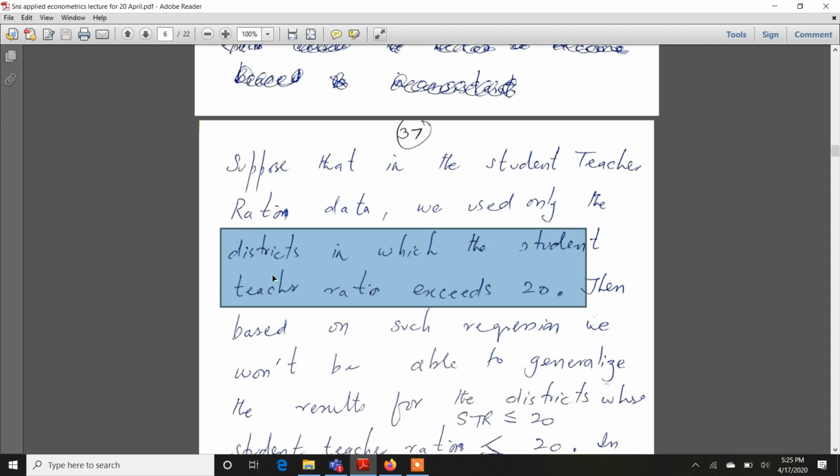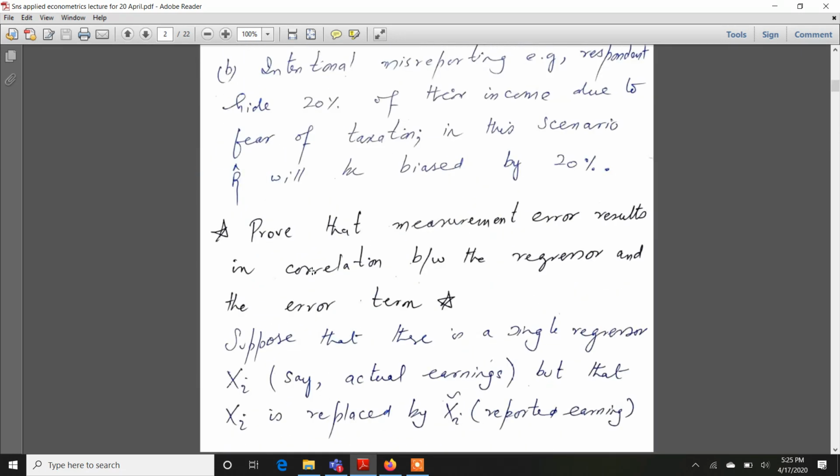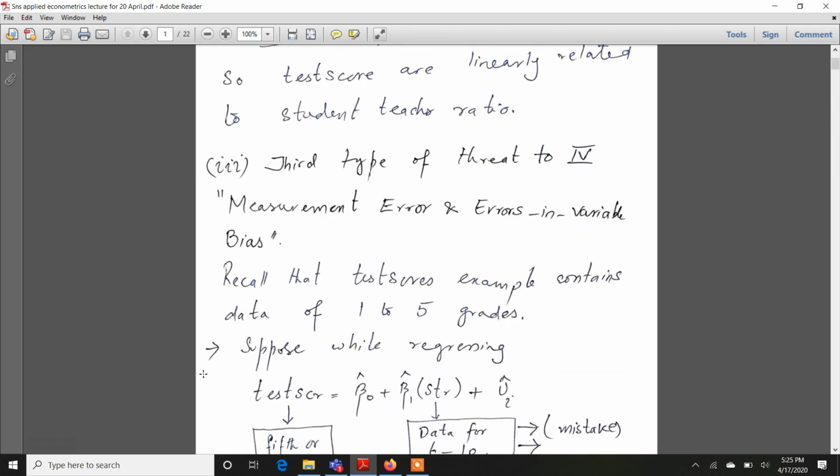So now what will happen? My results will be generalizable only to those cases where this condition is met. What am I saying? If I apply this filter and I get some values of beta naught and beta 1, let me go to the previous slide for a moment, for example, in this regression, I'm going to have data of only those districts where the student-teacher ratio is greater than 20. So what will happen?